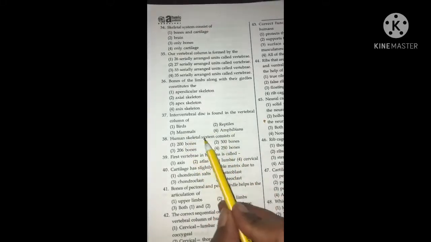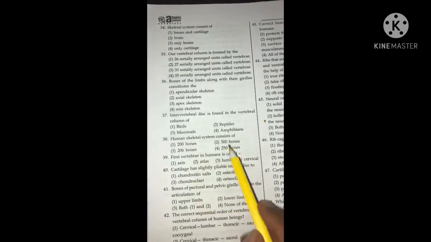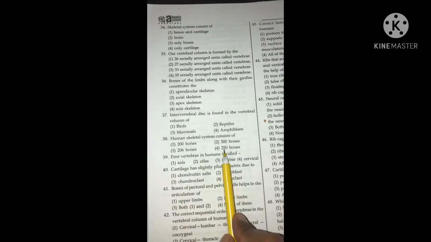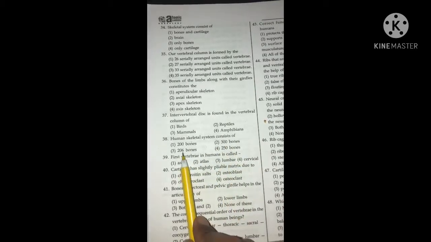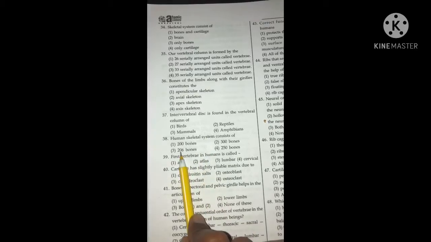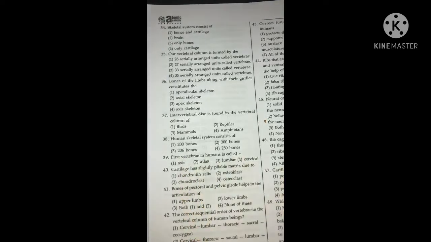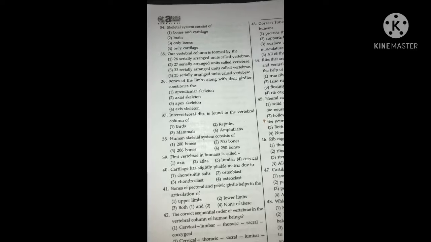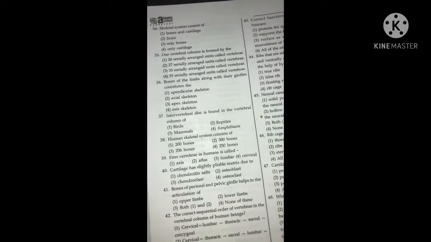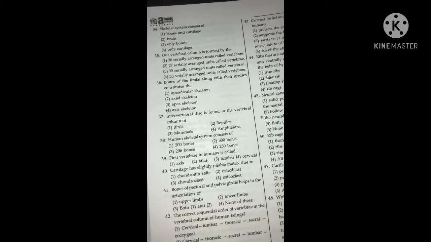Mammals. The human skeletal system consists of 200 bones, 300 bones, 206 bones, or 250 bones. The human skeletal system contains a total of 206 bones. The longest bone is the femur, present in the hind limb, that is the leg. Commonly called the thigh bone, the femur is the longest bone. The shortest bone is present in the ear.